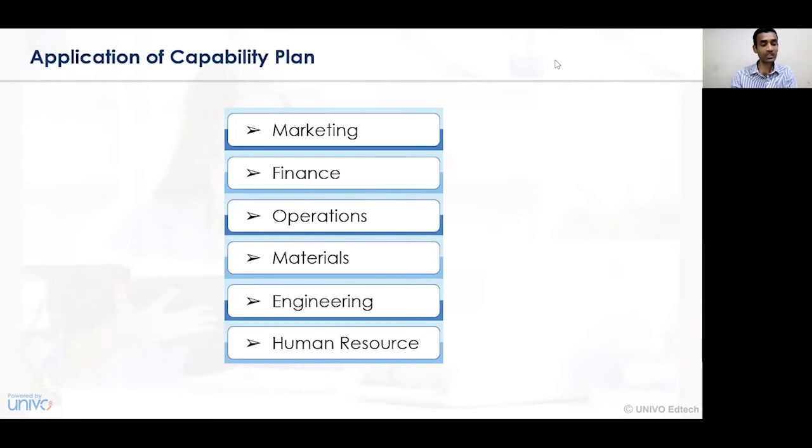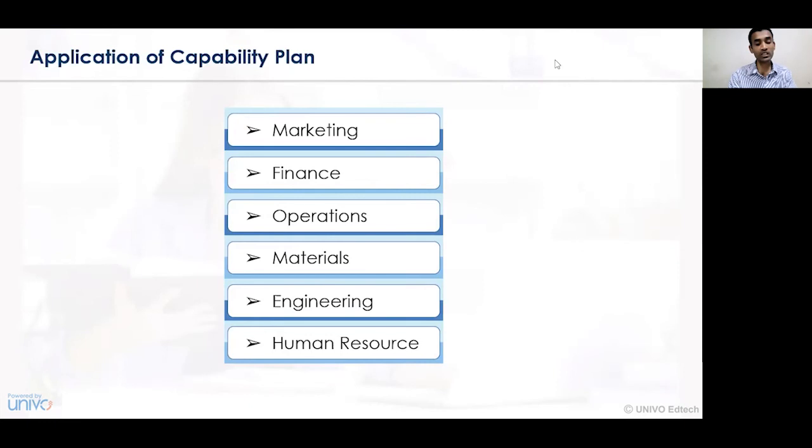Now let's understand the various considerations for the application of a capability plan. The applications of a capability plan can be applicable to the marketing department, the finance department, the operations department, the materials department, the engineering department, and the human resource department. So all types of departments, sectors or venues that are available, the capability can be applied. For a marketing department, for conducting various marketing or operational activities, this capability can be implemented. For a finance department, for the availability of funds, finances and so on, the finance department can implement such activities.